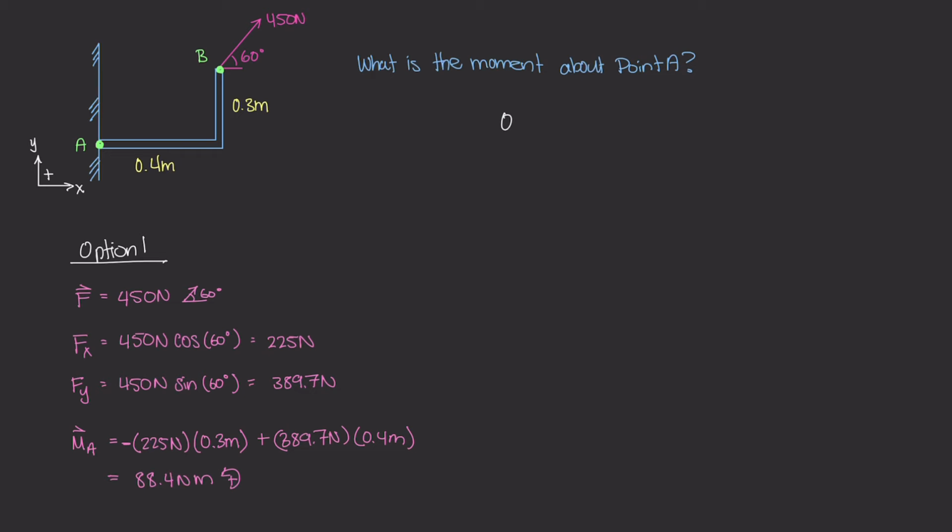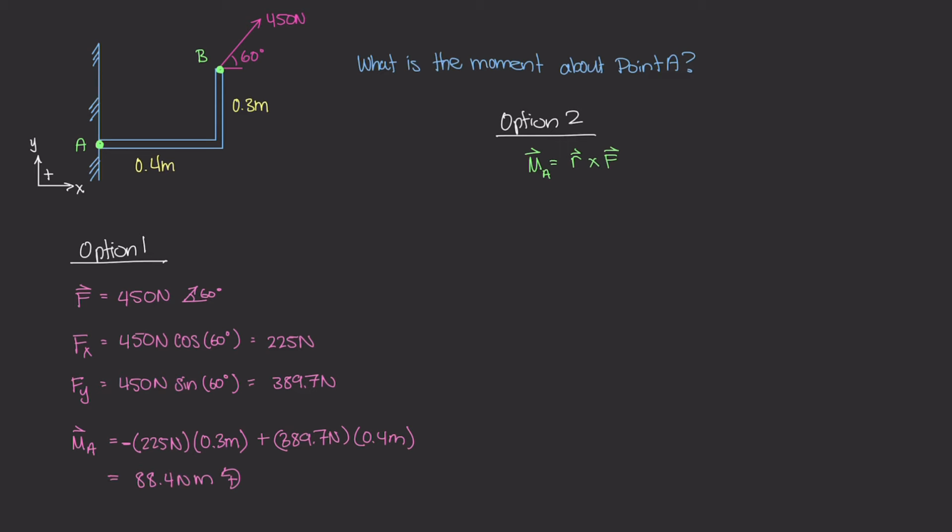Now, way two, or option two, we're going to solve the same exact problem, but this time we're going to use the definition of a moment. Now, the definition of a moment is simply, well, this is M of A. It's going to be r cross F. So the position vector crossed with the force vector.